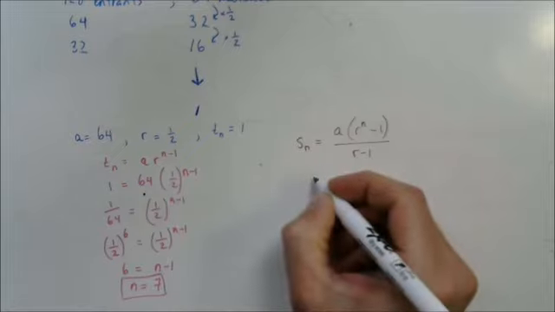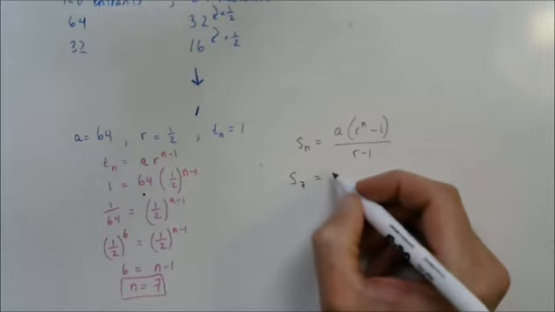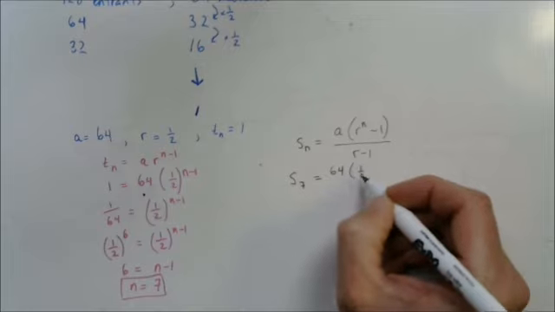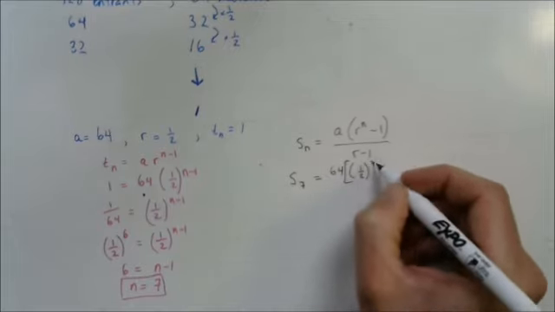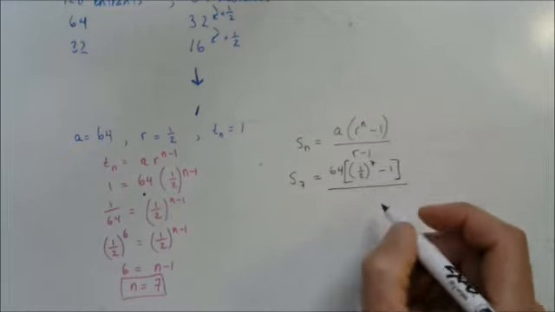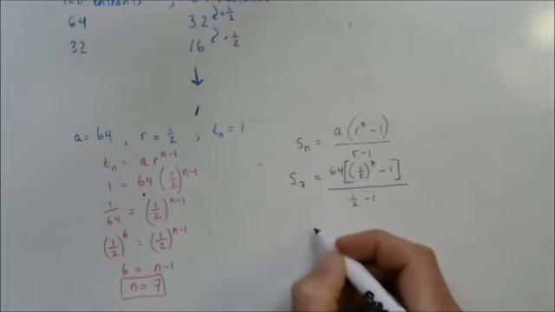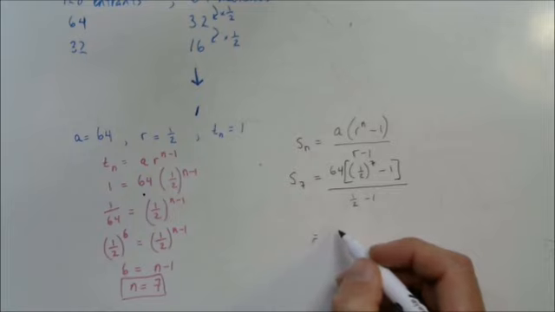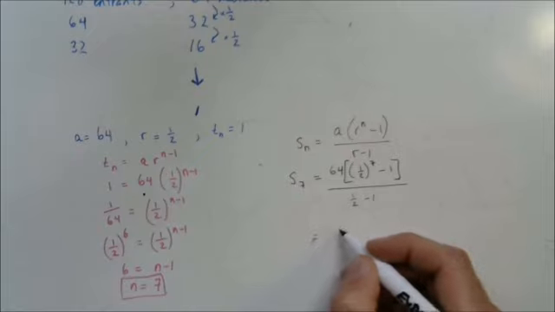At any rate, sub in what we know. We're looking for the sum of the first 7 terms. The first term is 64. R is 1/2. We're going to raise that to the power of 7. Then we're going to take away 1. In the denominator, we have r, which is 1/2 minus 1. All right. So in the top here, we reduce to 64.